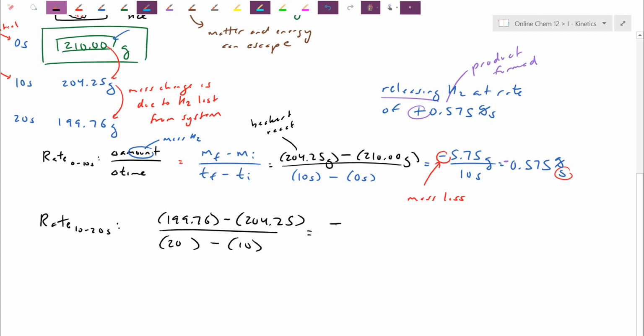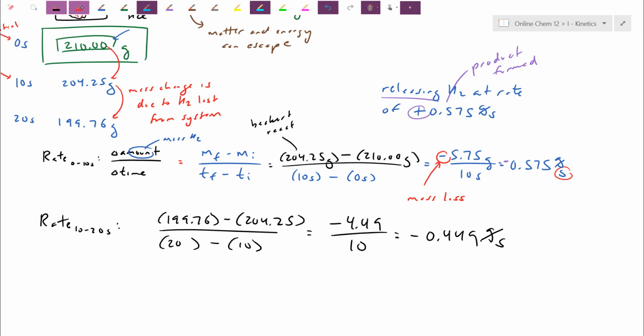Again, as expected, we're losing mass. 199.76 minus 204.25 gives you negative 4.49 in that same 10-second time span, and therefore my rate again is negative 0.449. Make sure your final units represent the correct significant figures and also have the right units. And again, that negative just implies mass loss, or you can say this is the amount of hydrogen that gets produced, positive 0.449 grams per second.